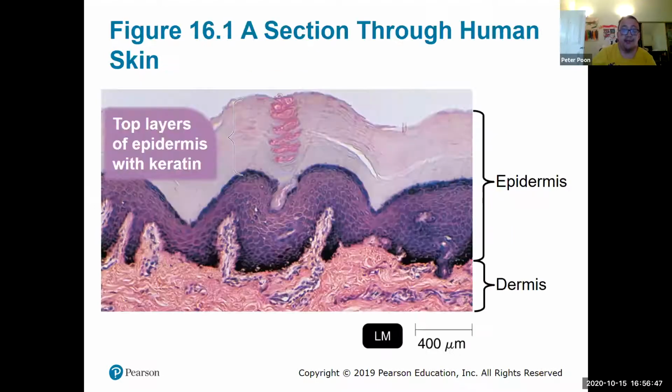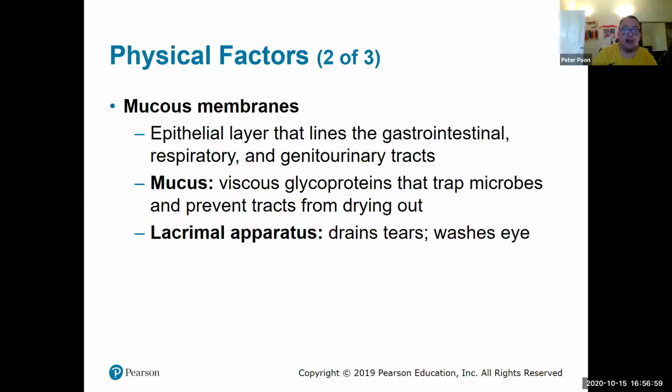And the keratin. Okay, the keratin makes it waterproof. So again, making it waterproof prevents water from going through, which prevents a lot of bacteria from going through. Okay, mucous membranes. The mucous membranes prevent the tract from drying out, but the mucus is also sticky, and therefore they trap the microbes, and they usually take it to the GI tract, which you swallow and you don't worry about.